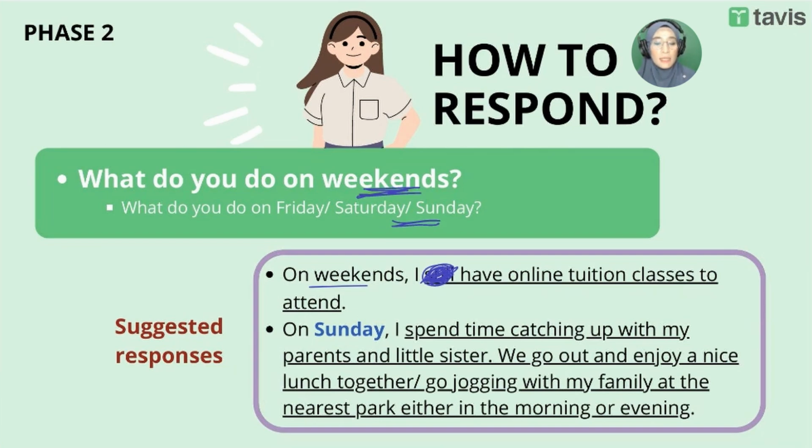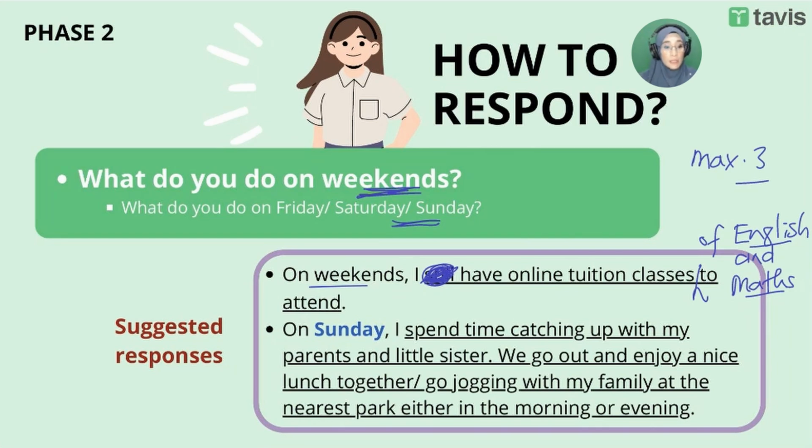Or maybe if you want to be more specific, to emphasize a little bit more, to put more details, on weekends I have online tuition classes of English and maths to attend. So you can involve these subjects if you have these subjects. But if you have more than two, much better that you keep to a maximum of 3 classes. So if you want to say English, maths, and science, then that's all.